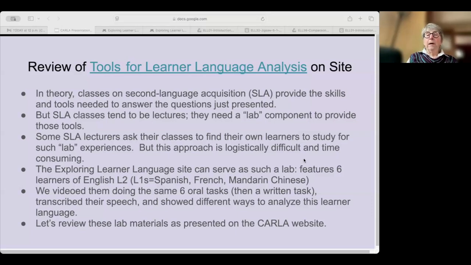So our intent in creating the Exploring Learner Language site, both 1.0 and now 2.0, is to provide a lab for people who are learning about second language acquisition. It's one that features some of the learners you just saw on the video recording.